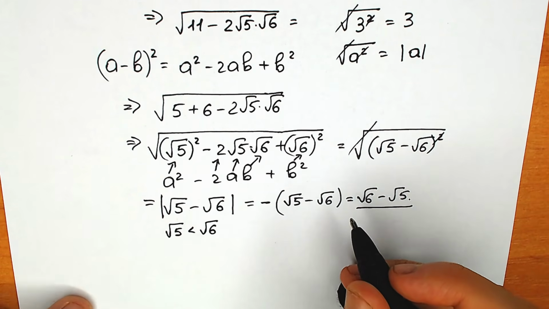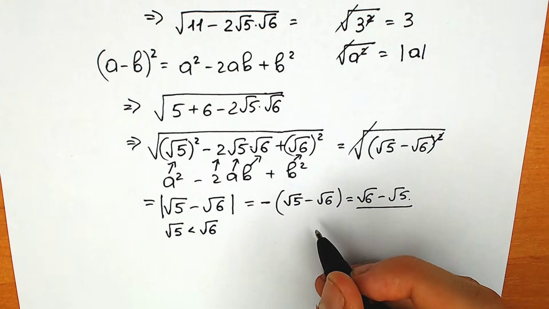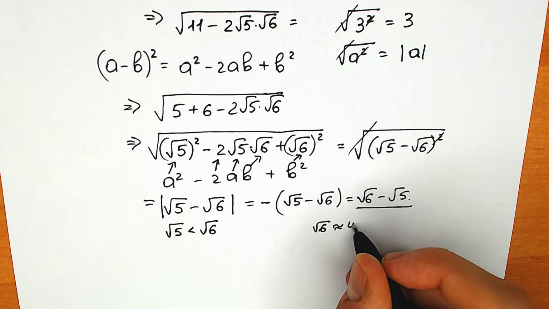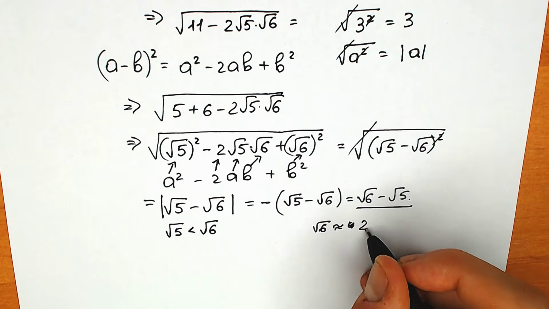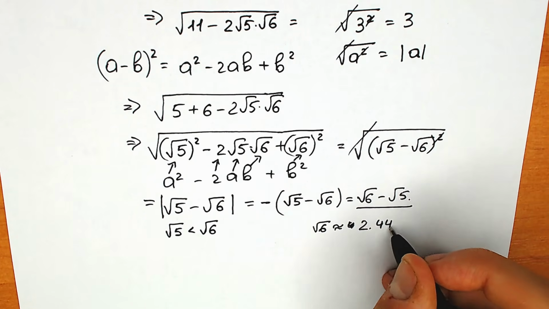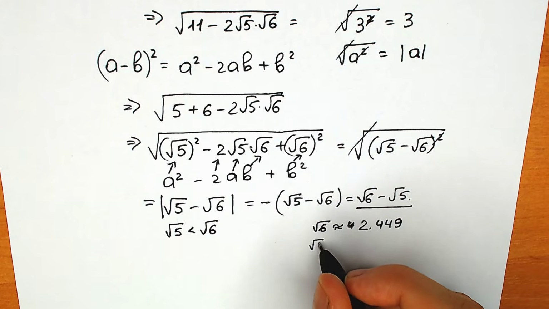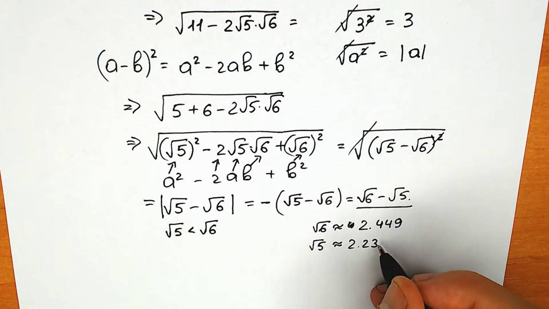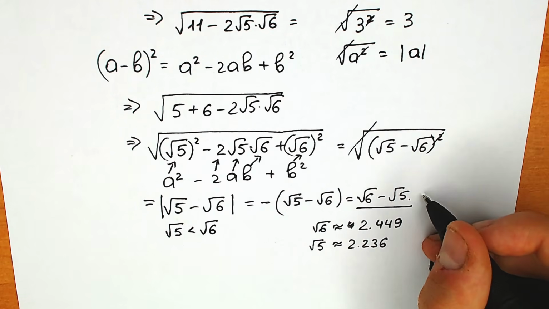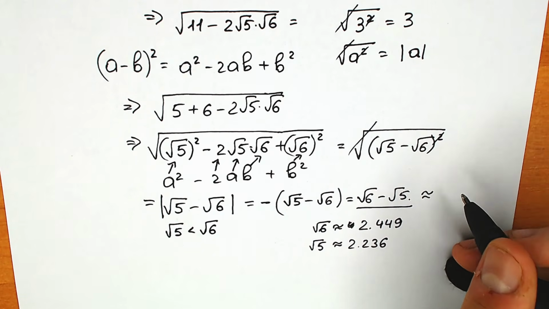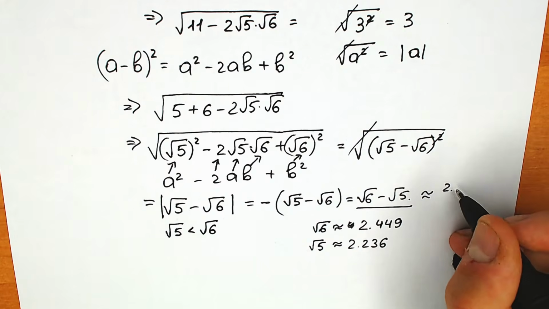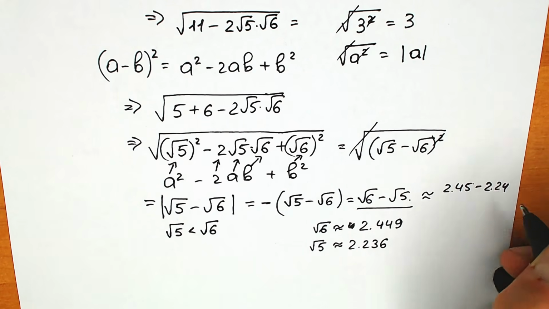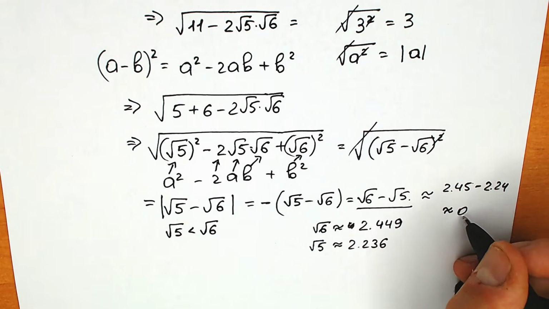If you're talking about an approximate answer, a lot of students know, for example, square root of 6 is approximately equal to 2.449. And for square root of 5, a lot of students might know it. Square root of 5 is approximately equal to 2.236, and you can easily estimate this answer, because we have 2.45 minus 2.24, which is approximately equal to 0.21.